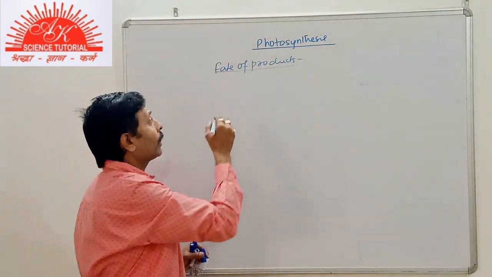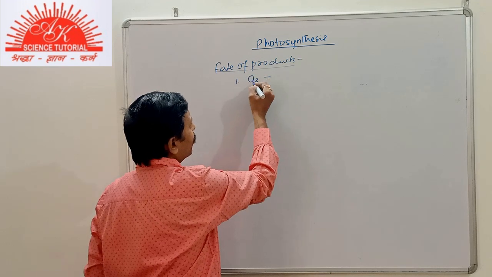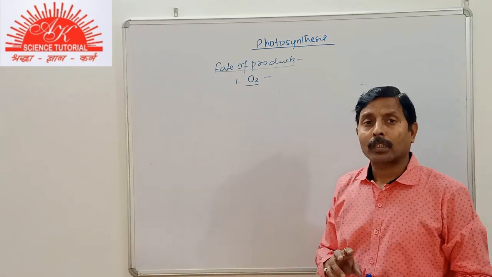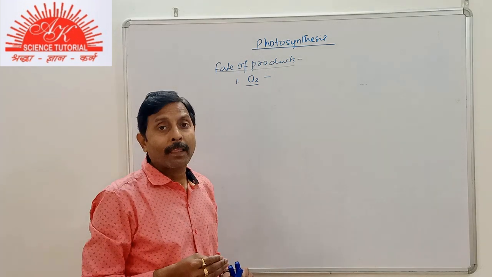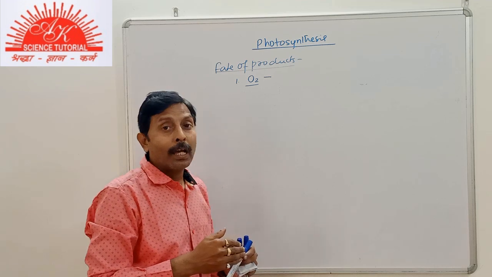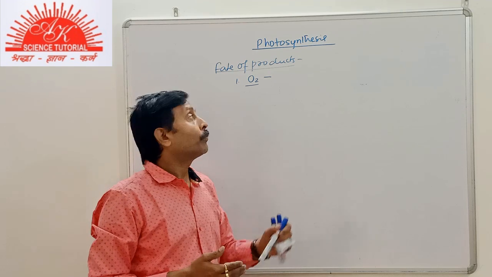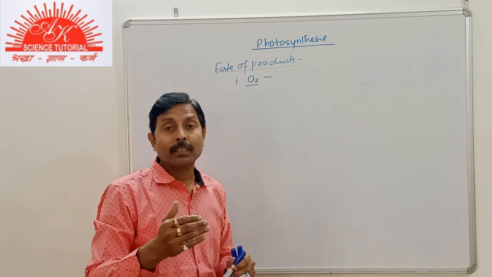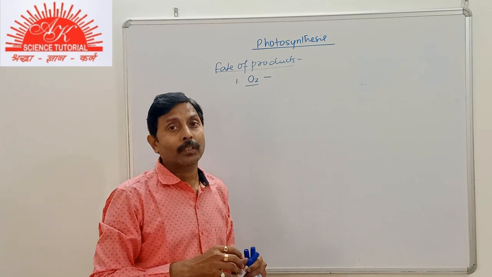Fate of products. First of all, suppose we write oxygen. Oxygen is produced in the cells, which is used by them for the respiration process. Whatever may be the amount of oxygen produced is used in respiration, and if it is in excess, then it is released to the atmosphere through stomata. So we say that during daytime plants absorb carbon dioxide and release oxygen.